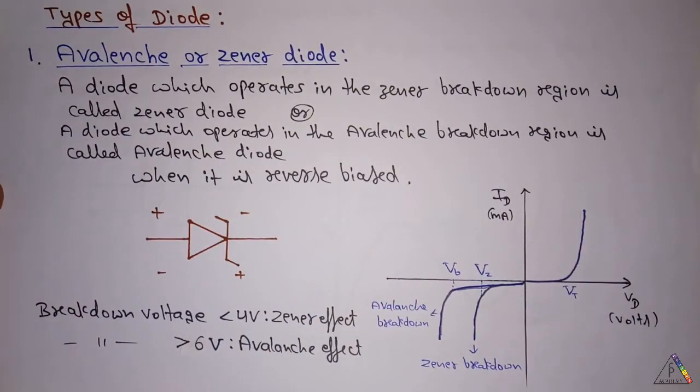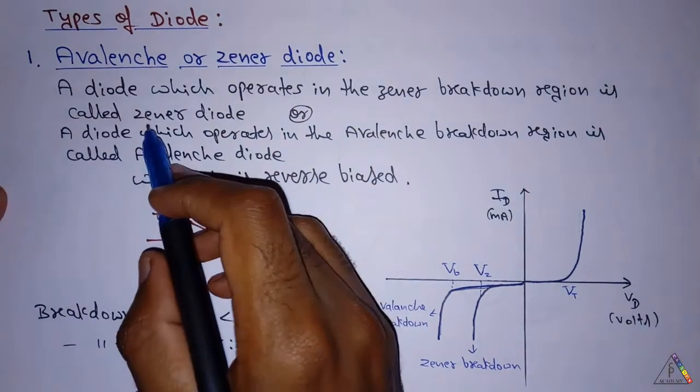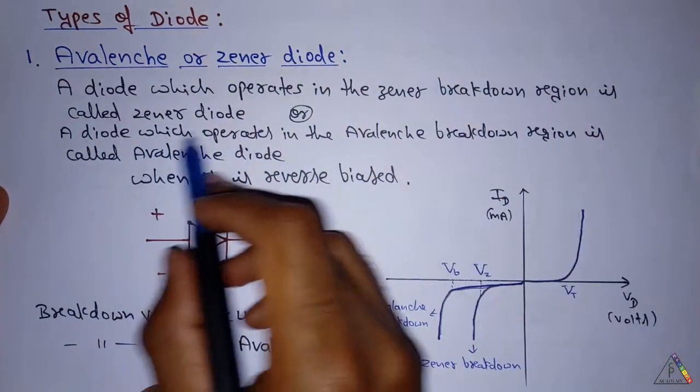Next we will see the types of diode. Avalanche or Zener diode: a diode which operates in the Zener breakdown region is called the Zener diode.